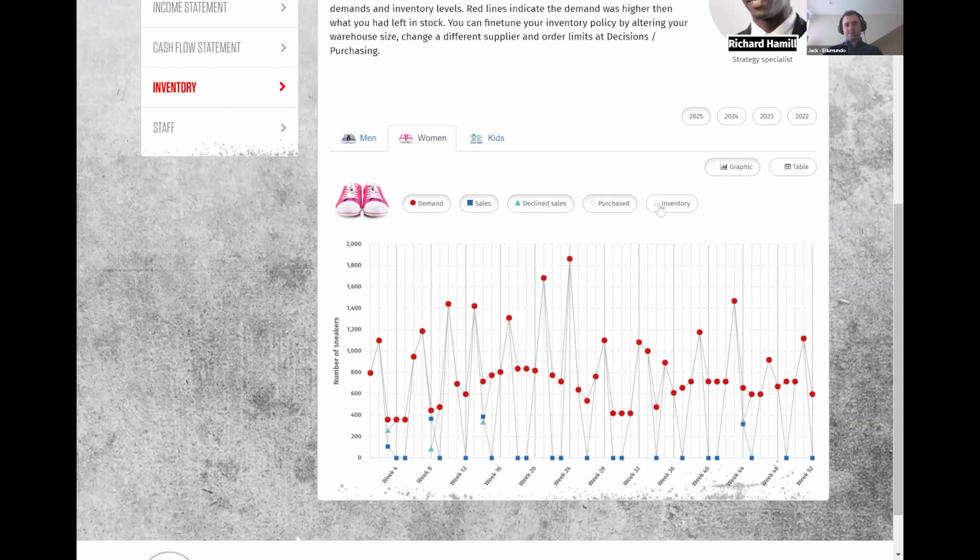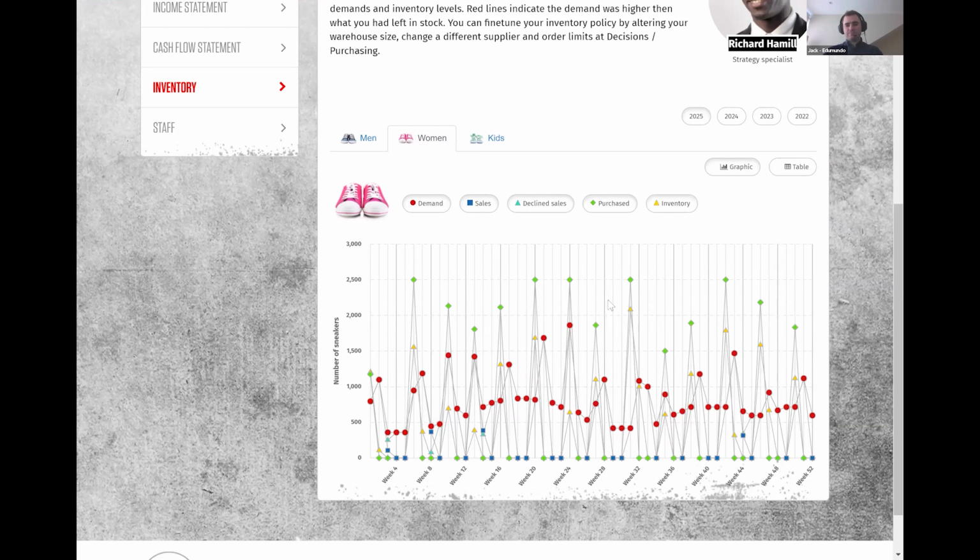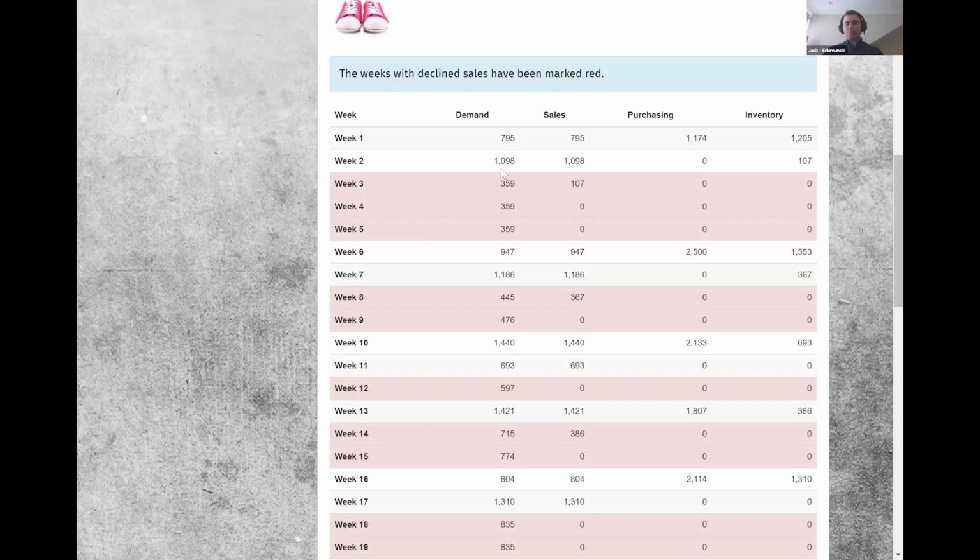Demand, sales, decline, purchased, and inventory. There is this graph, but I actually prefer a table view. And on this table, it will highlight in red every single week where demand was not kept up with. So for example, in week 5, there was a demand of almost 360 units. However, there was 0 sales because there was 0 inventory in stock. And this is entirely down to the automatic order limits that have been set in the decisions, specifically the purchasing decisions. So how do we try and fix this issue?